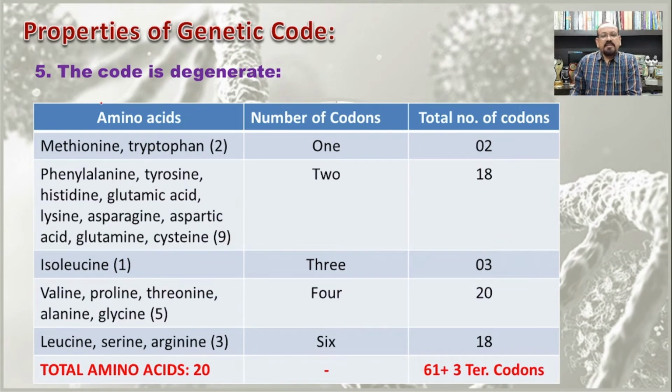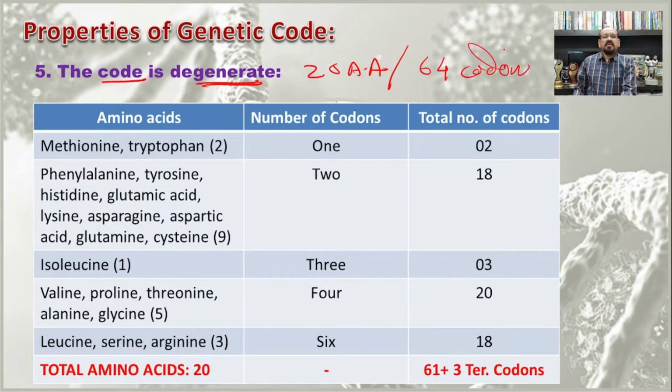The fifth one, that is, the code is degenerate, also known as the degeneracy of the genetic code. Earlier we have seen that there are 20 amino acids and 64 codons. Now see the amino acids methionine and tryptophan, which are specified by only one codon.